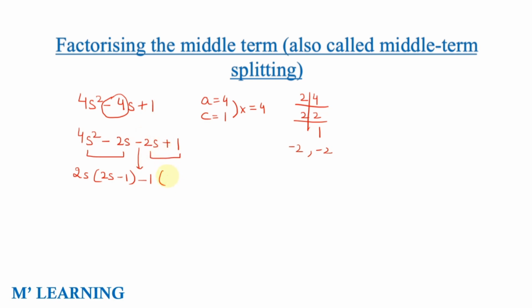So it will become positive 2x, and the sign between will be given by multiplying these two signs. Minus times plus is minus, so we'll put minus here, and 1. We can see the term we get in the bracket is the same, which means we have done it right. So our factors are 2x minus 1 and 2x minus 1. So we are getting the same factors here.